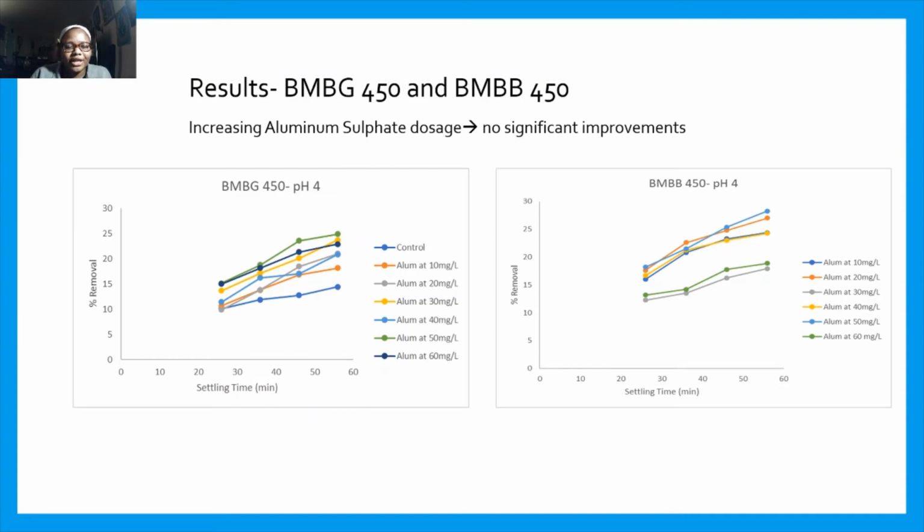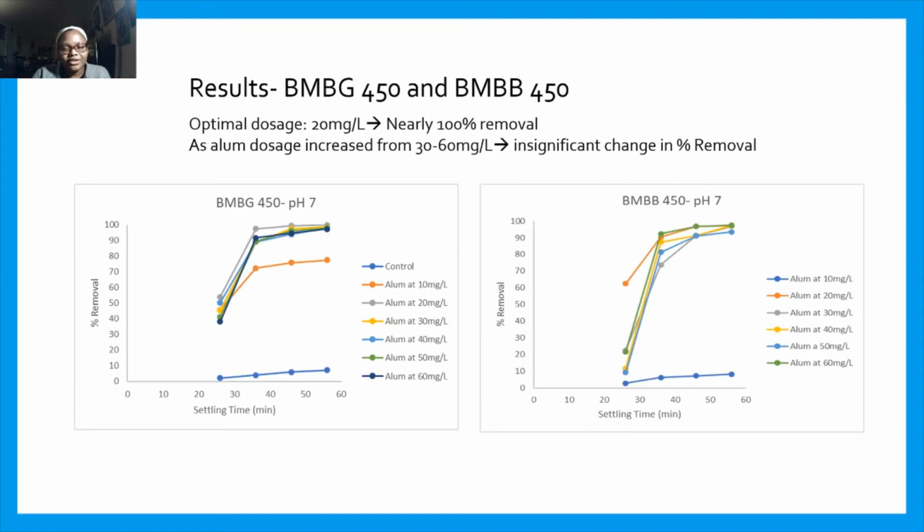So results at a pH of 4. As you can see, there's not much of a difference or improvement. The percent removal is less than 30%, so it doesn't change much. At a pH of 7, there is a much higher improvement. As you could see, there's nearly a 100% removal, and our optimal dosage on both samples is actually 20 milligrams per liter because it has a low dosage with a high percent removal. When you increase the dosage of aluminum sulfate from 30 to 60 milligrams per liter, there's an insignificant change. So 20 is best here.